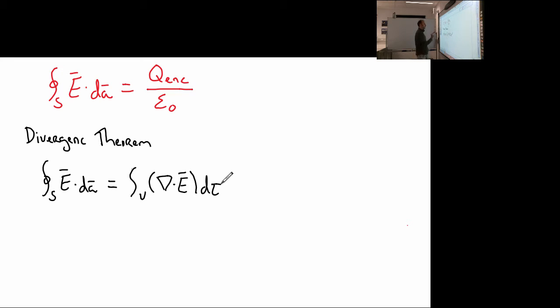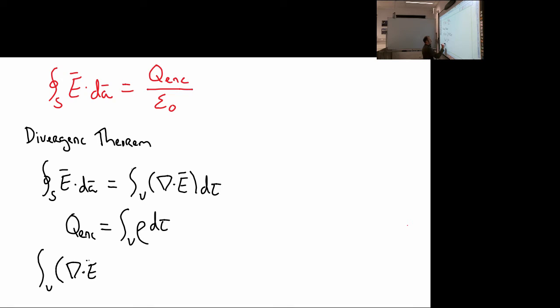Now we can write this total charge enclosed as the volume integral of our charge density rho. Now this here is going to allow us to express our right hand side of the divergence theorem in terms of rho and epsilon naught. So we have our volume integral of the divergence of the electric field, d tau, equal to the volume integral of rho over epsilon naught d tau.